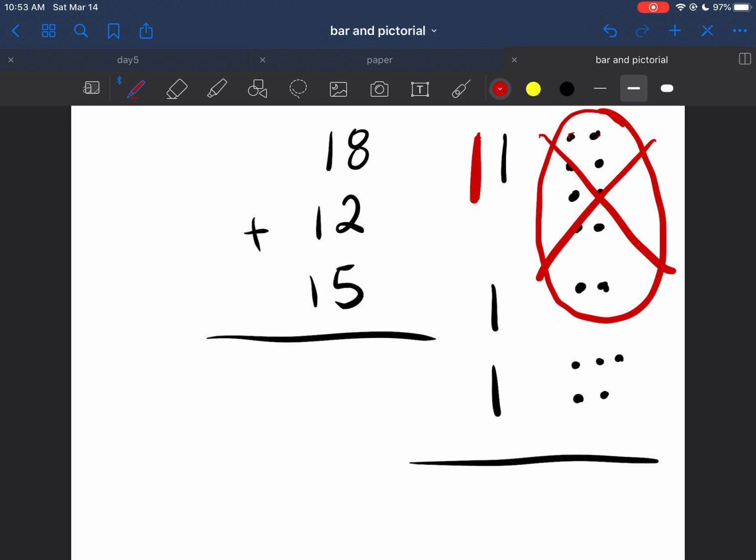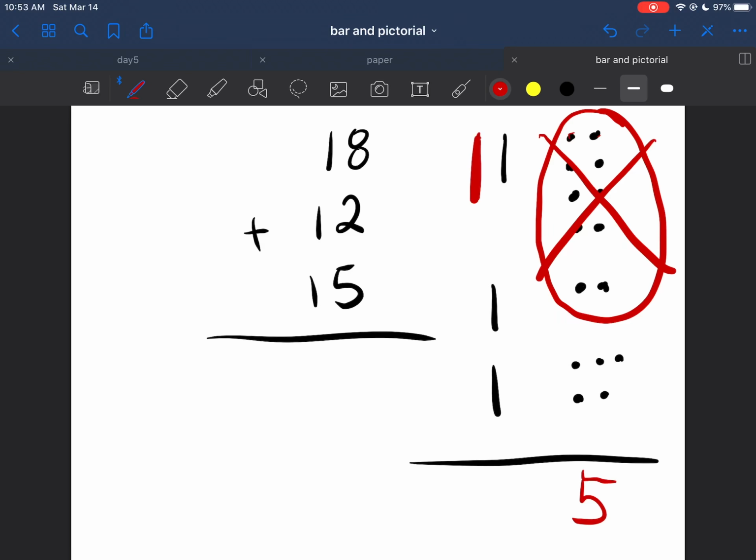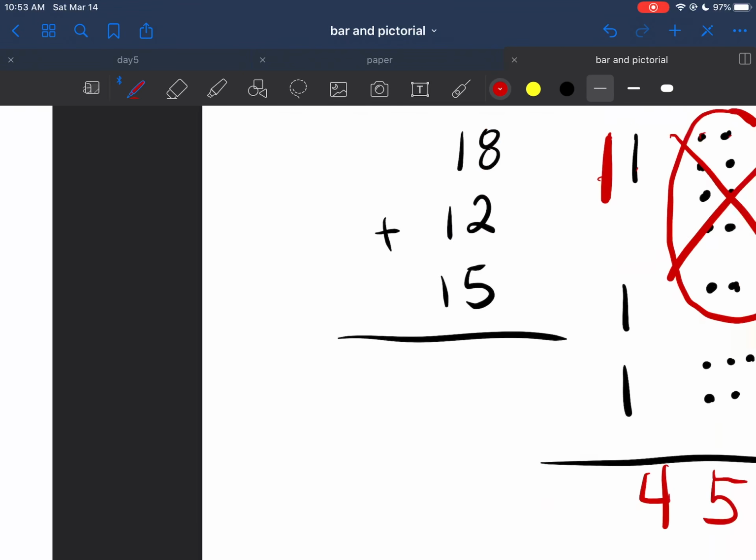How many do I have left? 1, 2, 3, 4, 5. Now I'm going to add my 10s. 1, 2, 3, 4. So how many fish did the boys catch all together? 45.